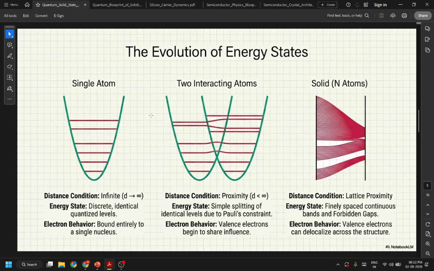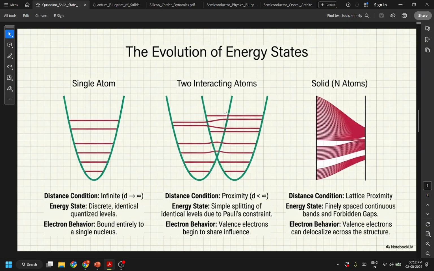So this is how evolution is. Single atom you have, when the distance is infinite, the energy states are discrete, identical quantized levels, and the electron is bound strictly to a single nucleus, entirely to a single nucleus.